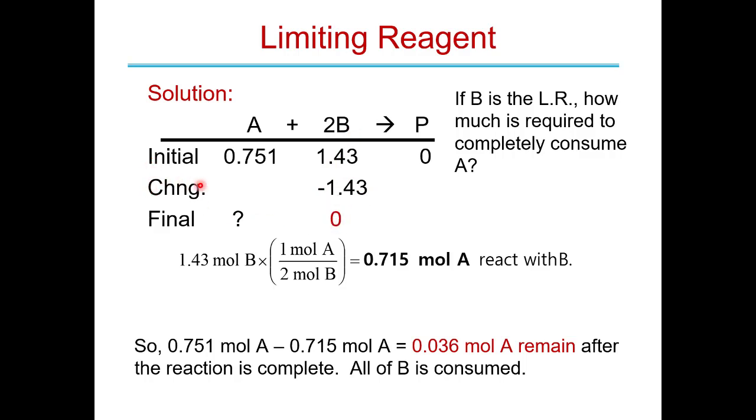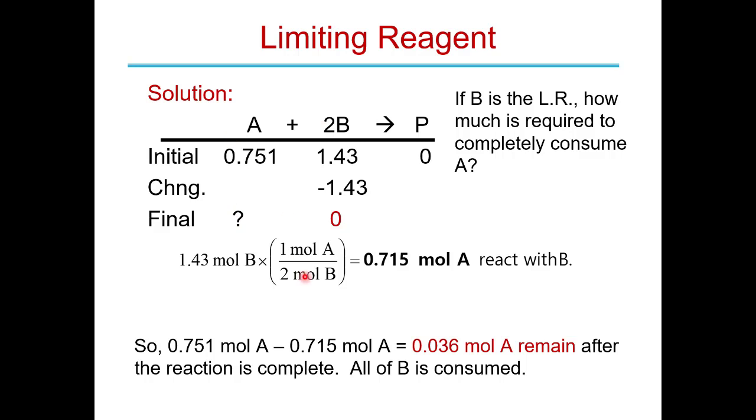By the way, I've added an extra row into our reaction table here. So this is for initial, and this is my abbreviation for change. Okay, so initial, change, and final. All right, so if we have 1.43 moles of B, how many moles of A actually react?